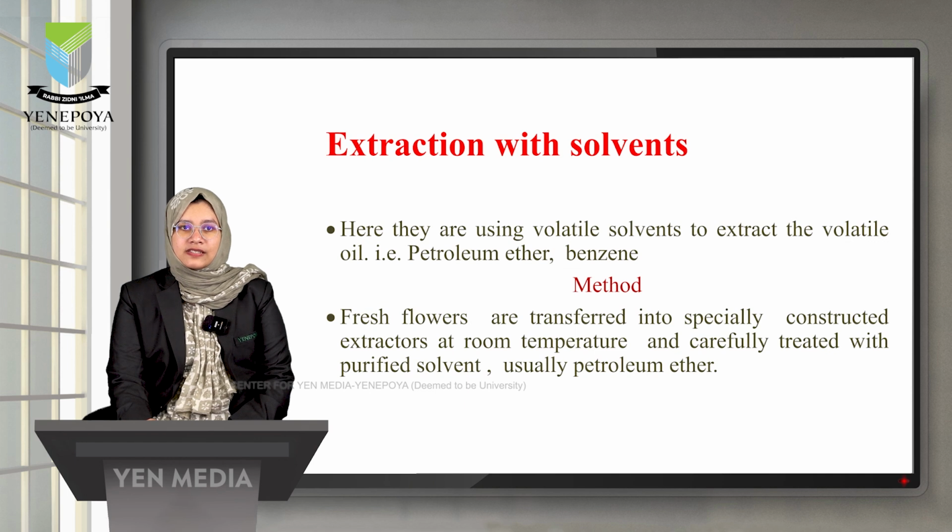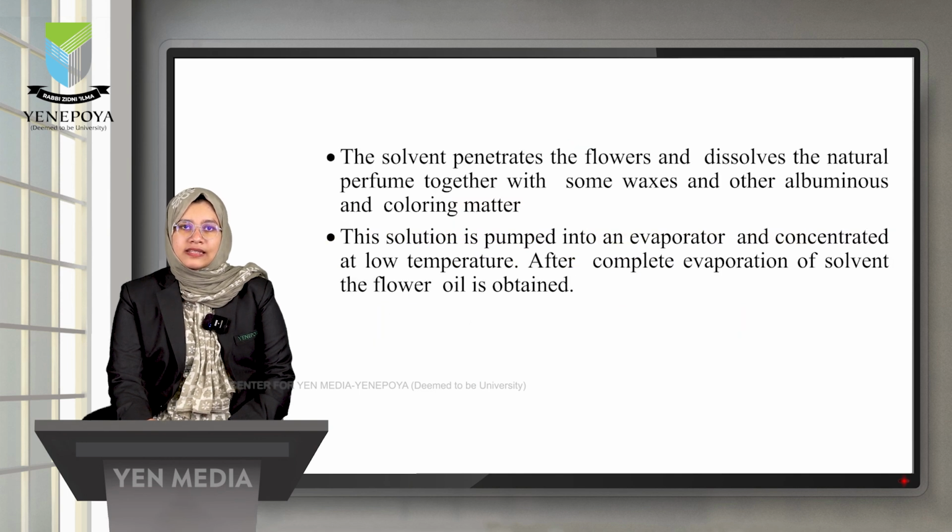And extraction with solvents: here they use volatile solvents like petroleum ether and benzene to extract the volatile oil. In this method, fresh flowers are transferred to a specifically constructed extractor at room temperature and treated with the solvent, usually petroleum ether. The solvent penetrates the flower and dissolves the natural perfume together with some waxes, albuminous and coloring matter.